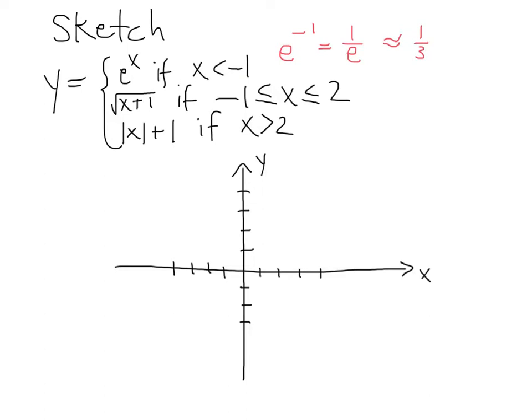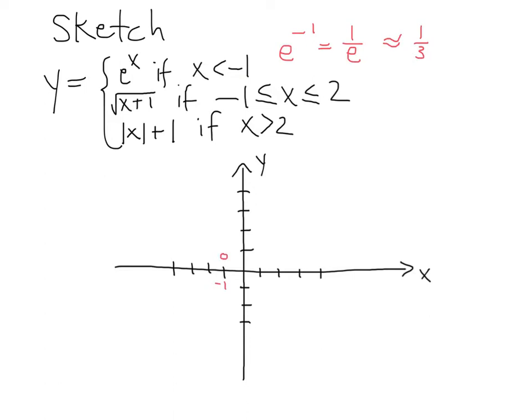So since here x is strictly less than negative 1, when we plot the point negative 1, 1/3, we're going to make it an open circle. So here's negative 1 and the y value of 1/3. A little bit bigger than that.